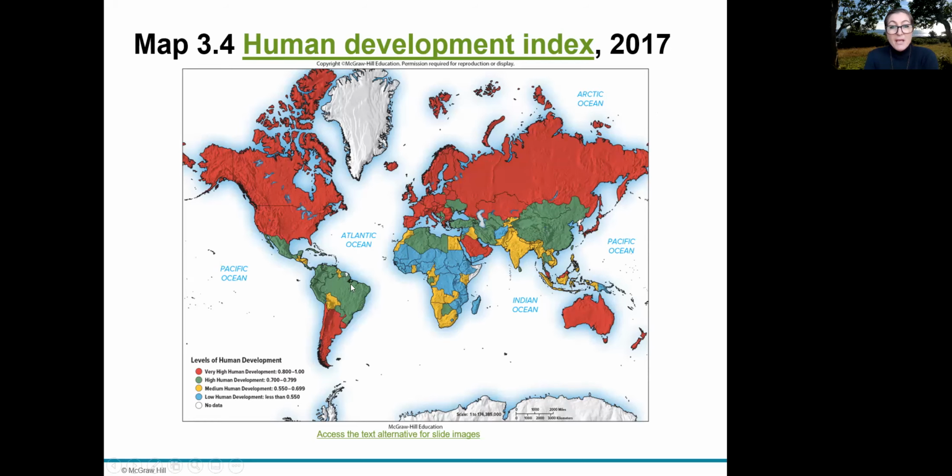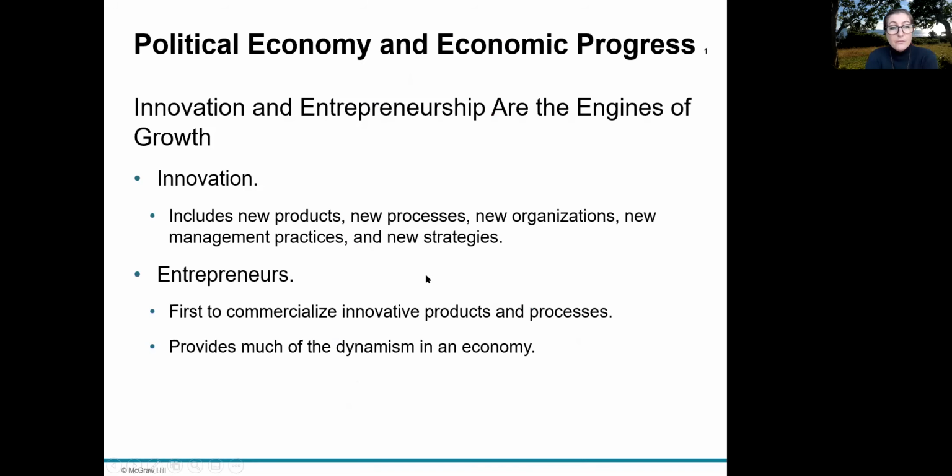On this map here, we have the Human Development Index indicated by red zones showing very high levels of development. So the US and Australia showing very high levels of human development, whereas the blue areas showing the lower levels of human development.